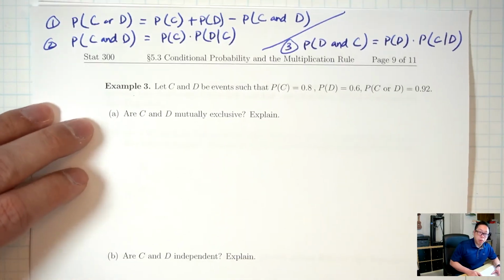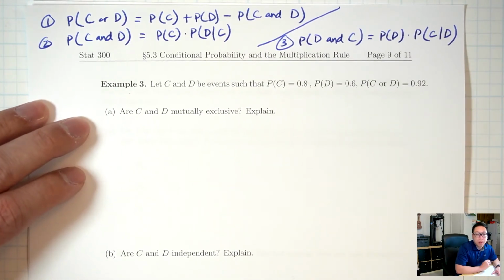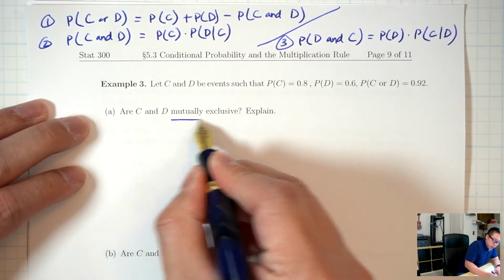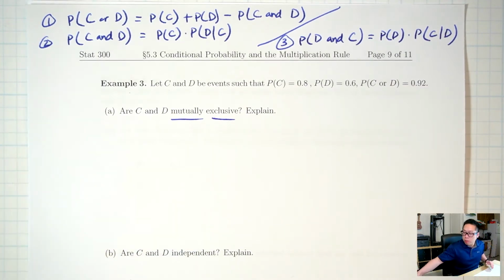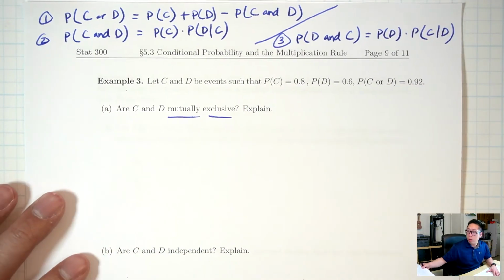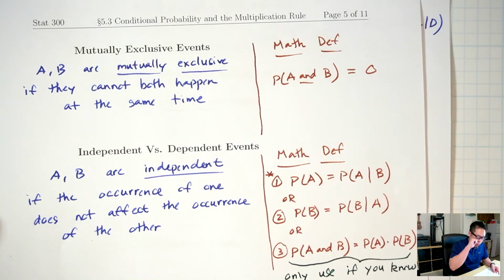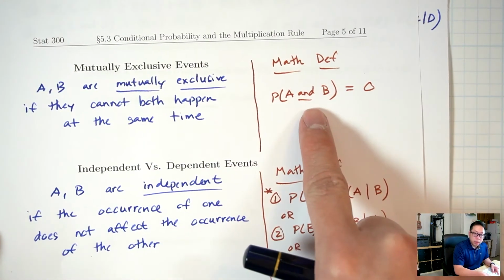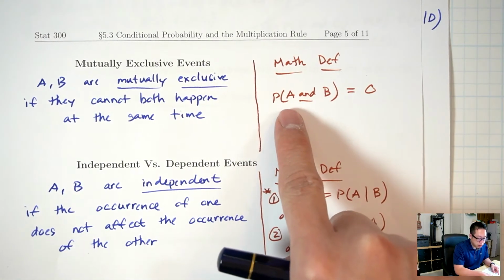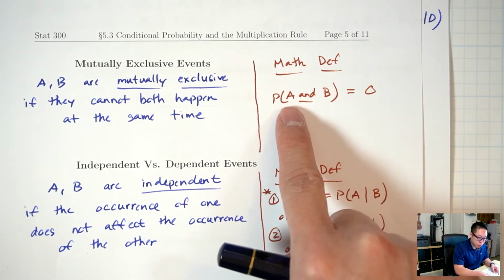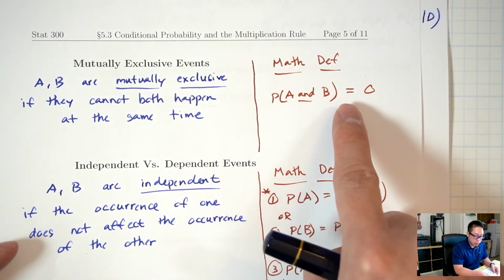Okay, we're ready for part A. Part A says, are C and D mutually exclusive? Right, so I see mutually exclusive. That means I should be checking some equation. Which equation should I be checking? The AND. Okay, so I'm going to write this using C's and D's. So I'm looking for probability of C and D is equal to 0.